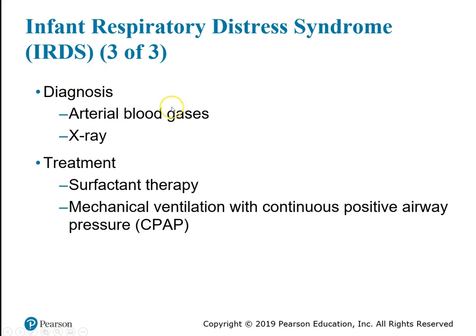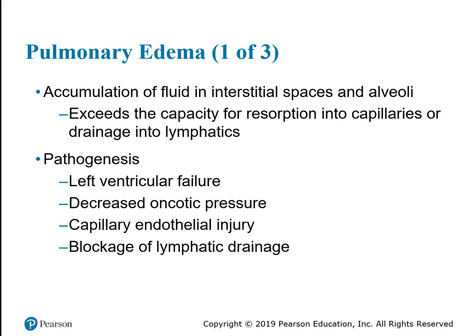Okay, in terms of diagnosis, again, measuring oxygen levels and carbon dioxide levels, and also an X-ray. Treatment is surfactant therapy, because again, that's the main problem: there isn't enough surfactant being produced. Okay, I already mentioned pulmonary edema. Again, I want to make sure we mention it again and understand what's going on. It's accumulation of fluid in the interstitial spaces and also in the alveoli. We saw that, okay?